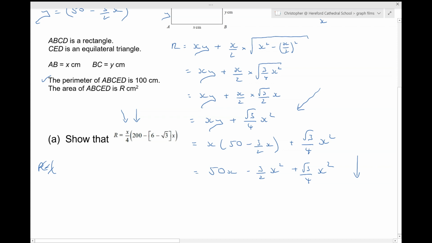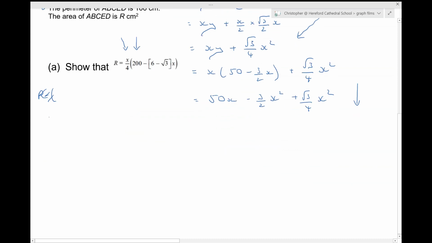So the expression in the question so far is r equals x over 4 multiplied by 200 minus open bracket 6 minus root 3 close bracket x close bracket. Be very careful with your signs. Let's multiply that out. x over 4 times 200 is 50x. It's looking like my expression already.